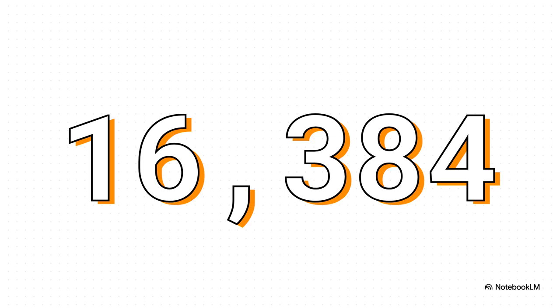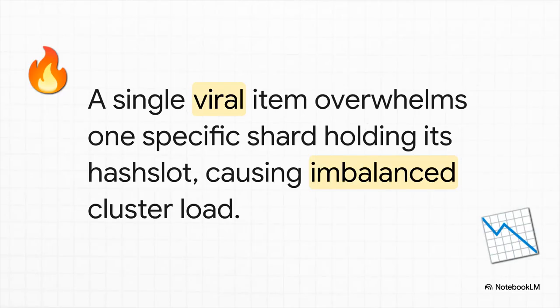There are exactly 16,384 hash slots in a Redis cluster. Think of them kind of like a gigantic distributed phone book. Your keys map to the hash slots, and the hash slots map to your physical servers. This way, when you add a new server, you don't have to recalculate every single key. You just move chunks or batches of these hash slots over to the new hardware. It is incredibly efficient.